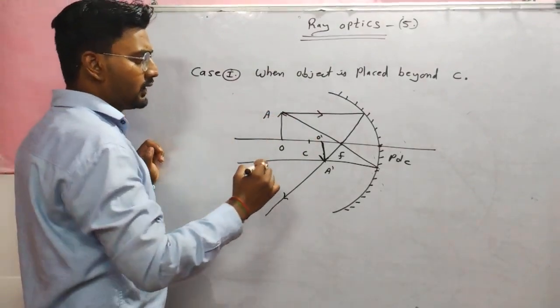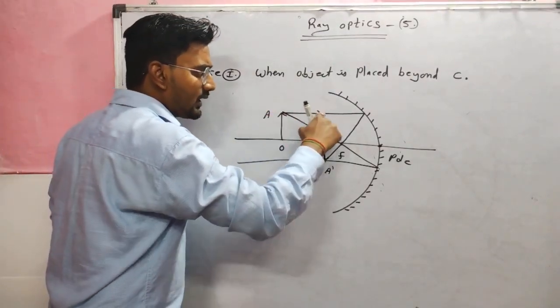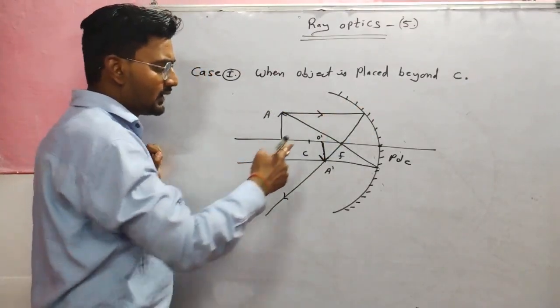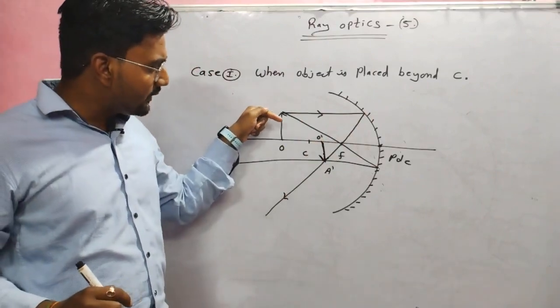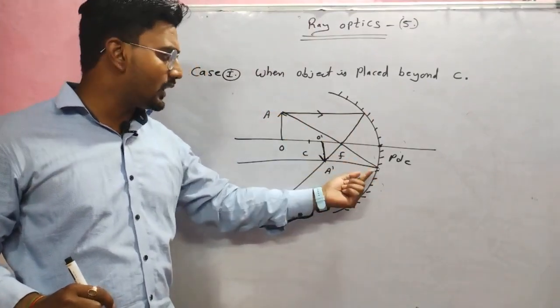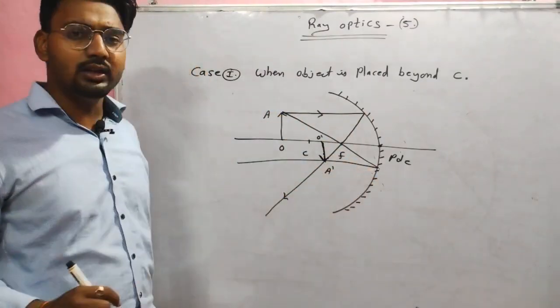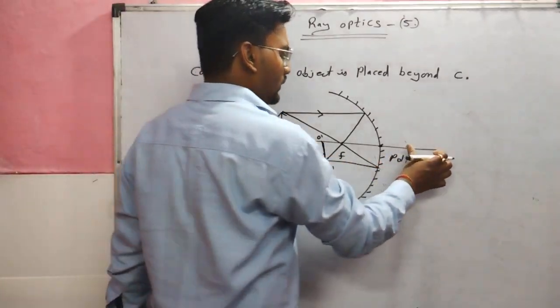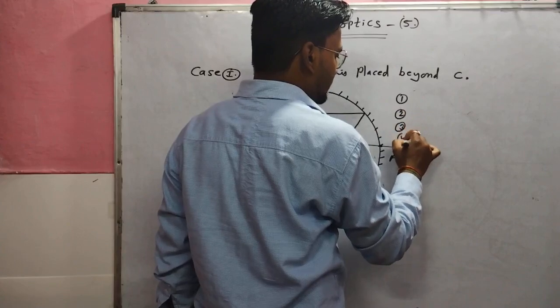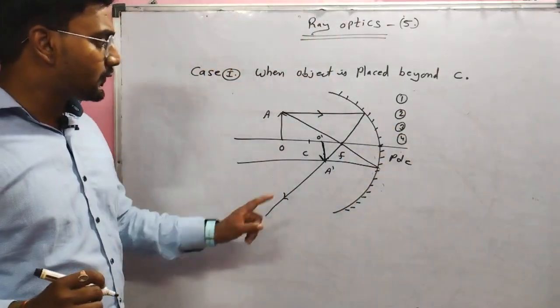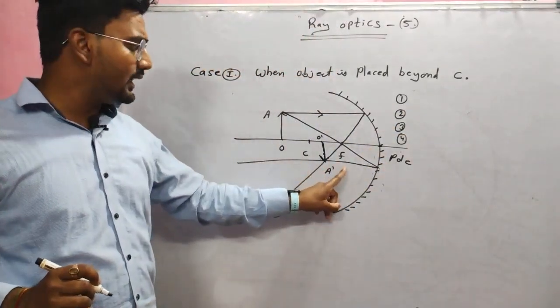One more time we revise it. When the light ray is coming parallel to the principal axis, then after reflection it will pass through the focus, and another ray is coming to the focus, then after reflection it will pass parallel to the principal axis. So we write some points about this image. This image is formed between C and F.